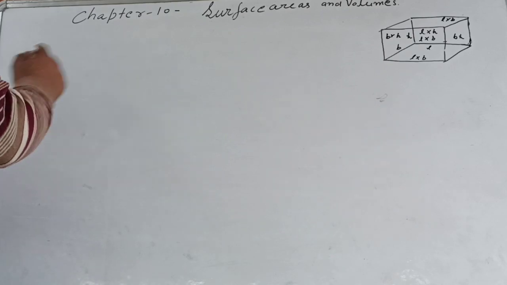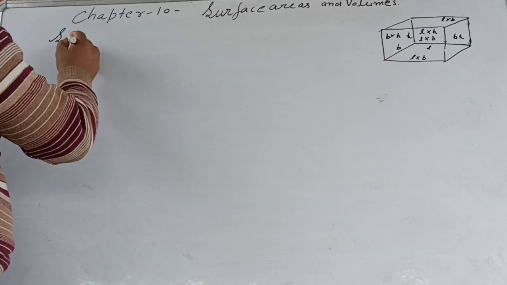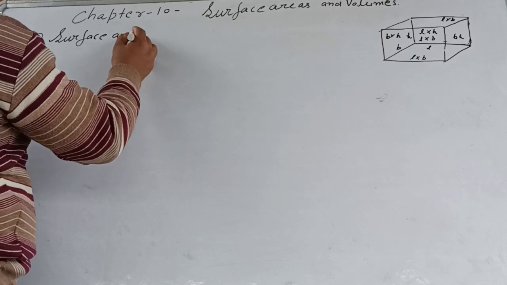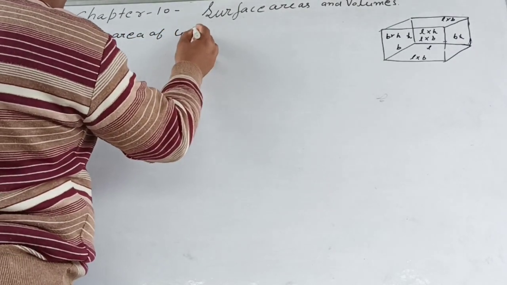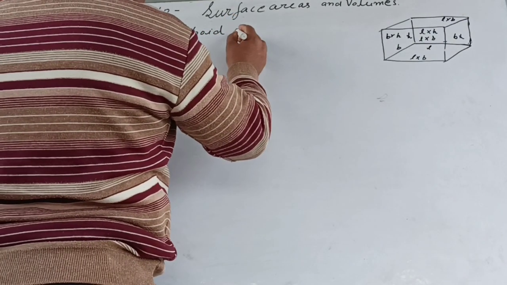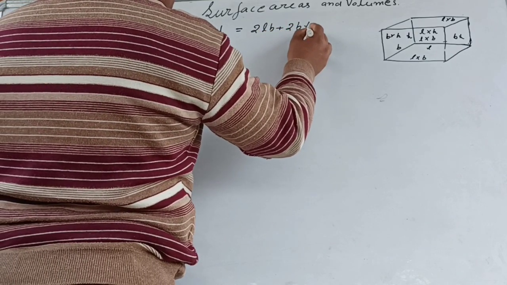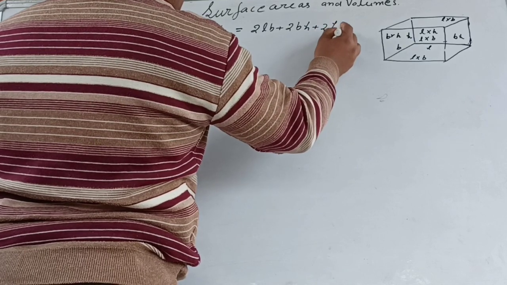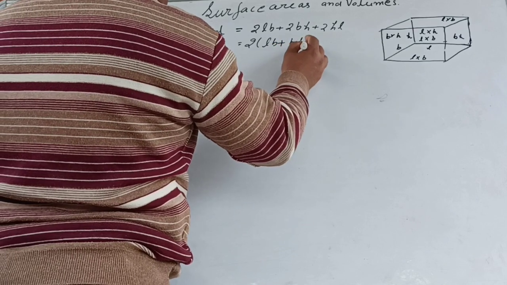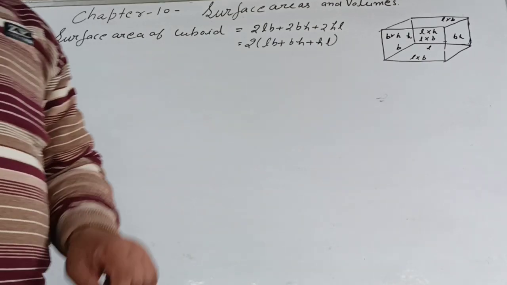So we write surface area of cuboid. Surface area of cuboid is equal to 2LB plus 2BH plus 2LH. We take common 2, we find 2 times (LB plus BH plus LH).